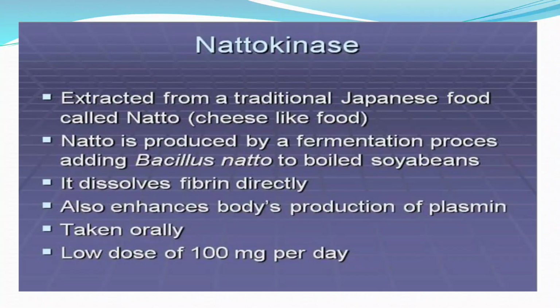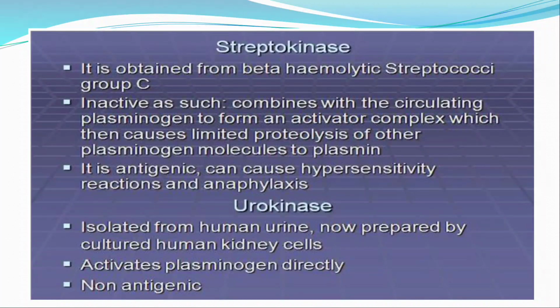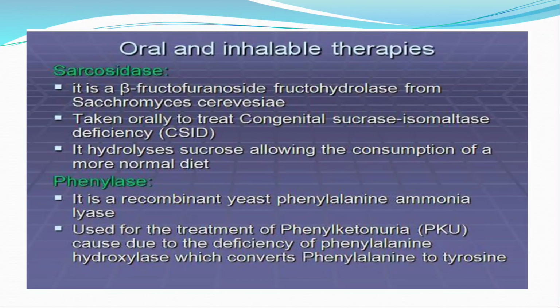Okay, so another enzyme we call nattokinase. This nattokinase is extracted from a traditional Japanese food. It is not a Chinese food, it is a Japanese food called natto. This natto is a cheese-like food, produced by the fermentation process of adding Bacillus natto to boiled soya bean, and it directly dissolves fibrin. It also enhances the body's production of plasmin and it is taken orally. It is generally taken at 100 mg per day. Okay, so this is the various applications of pharmaceutical enzymes.